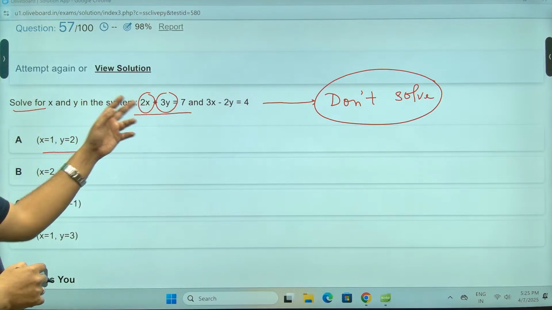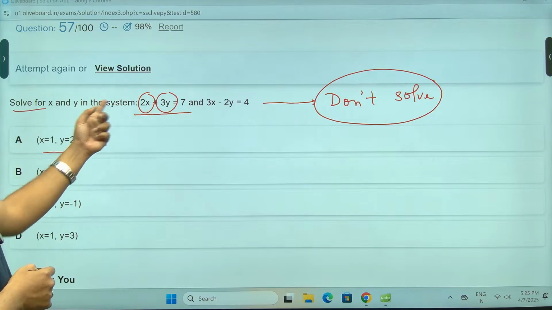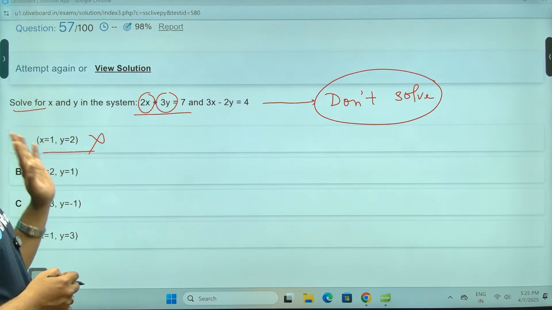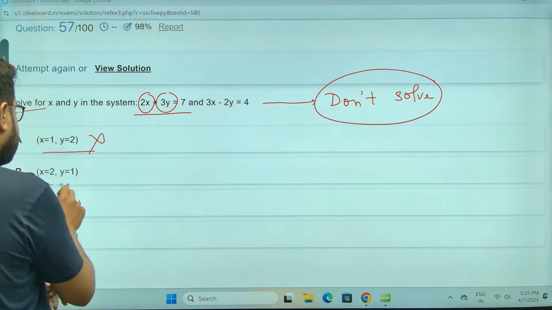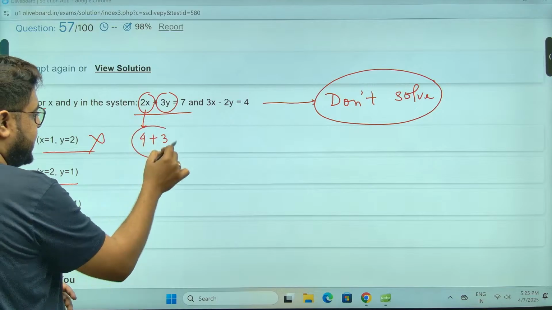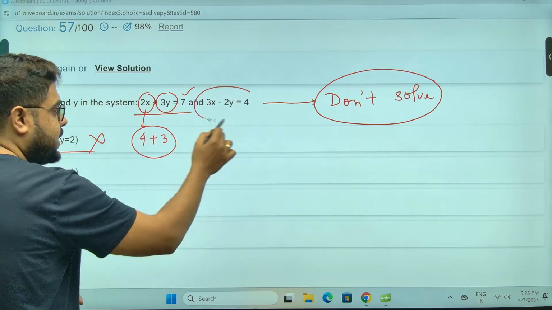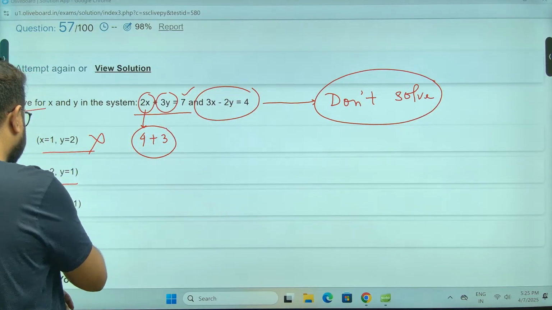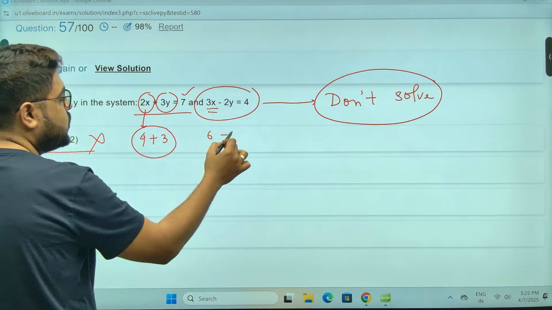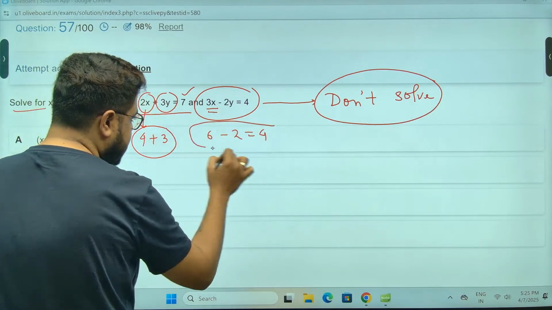You see, just by one equation, the smaller one. 2 into 1 plus 3 into 2, 6. 6 plus 2, 8. That is not equal to 7. Let's see this one. X is 2. 2 2s are 4 plus 3 1s are 3, 7. Yes. Let's check the second one. So it is most probably my answer. 2 threes are 6, minus 2 ones are 2, equal to 4. Yes, absolutely.